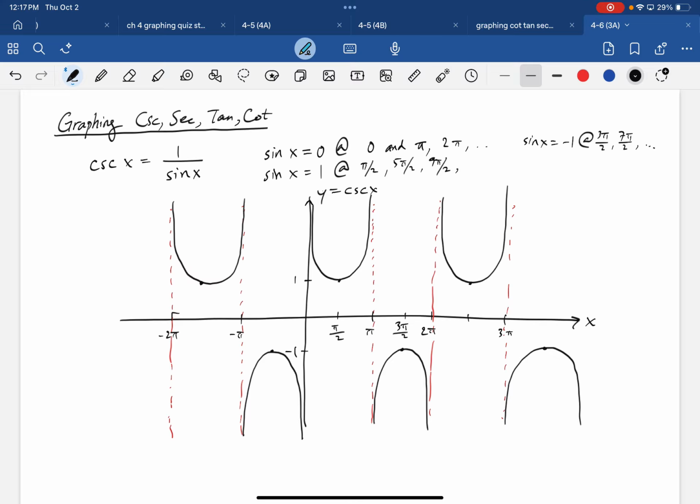Even Mrs. Shack was complimenting how good my sine graphs looked the other day.